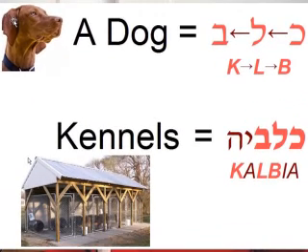When used in another word or form, it will become Kalbiya, which means kennels. Please pay attention that the letters V and B are represented by the same letter in Hebrew. Therefore, they are Hebrew-wise the same. Now, let's move on to some examples that show how these two principles come to life.